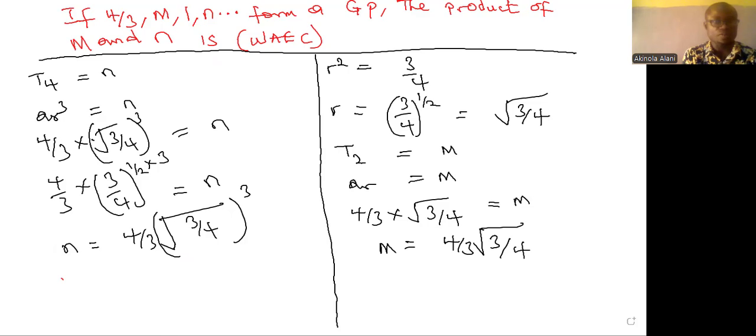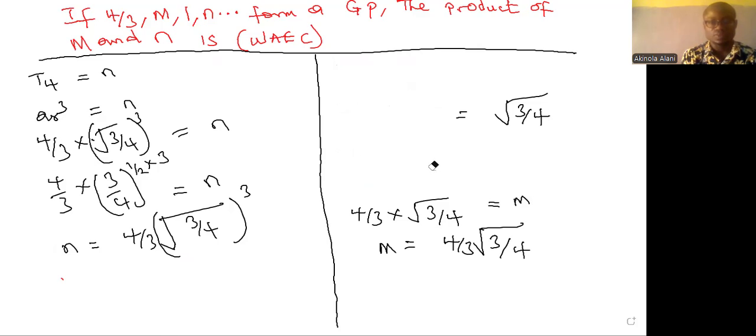I want to find the product of m and n. So let me do that here. If I'm finding the product of m and n, let's write it here, m times n. That is the product of m and n. In that case, if you look at this from here, my m is 4 over 3 square root of 3 over 4, which can be written as 4 over 3 times 3 over 4 raised to the power of half. That's the square root.